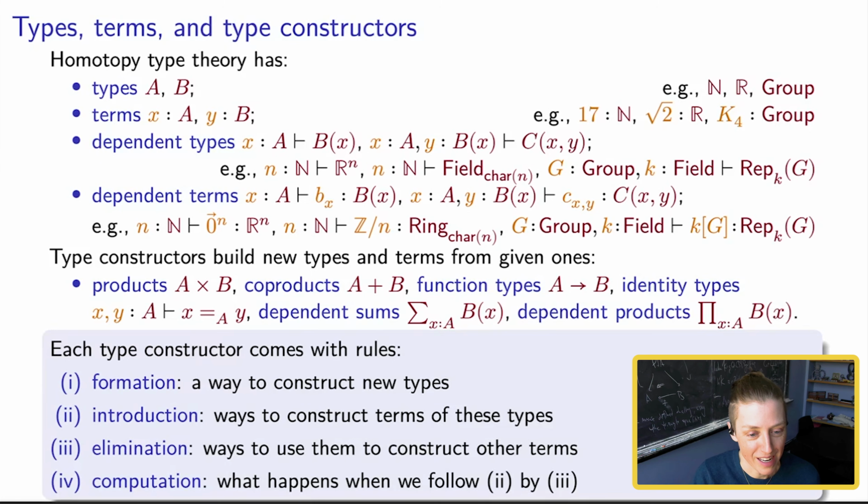So I want to give an example now of some of these type constructors. I'm going to give an example of this way of forming new types and what the rules are in those cases so we can see what that means. But maybe I'll see if there's any questions first.